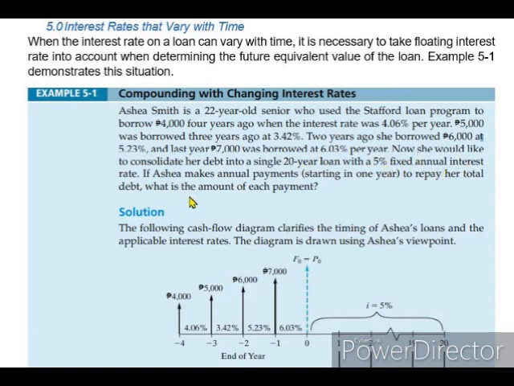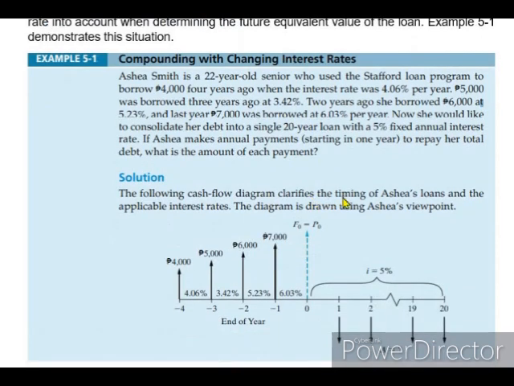So now she would like to consolidate her debt into a single 20-year loan with 5% fixed annual interest. So yan, iisahin niya na lang. Okay? Kasi iba-iba yung percentage. Gusto niya isa na lang, 20-year na. So if Ashia makes annual payments starting in 1 year to repay her total debt, what is the amount of each payment? Okay? So hanapin natin yon.